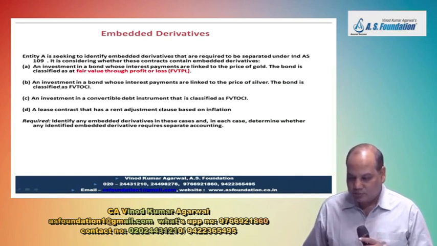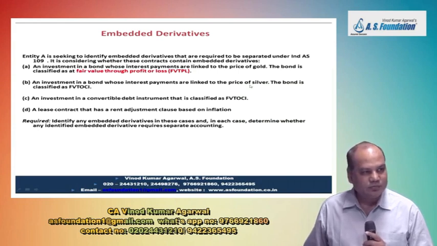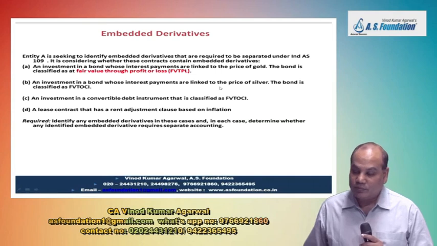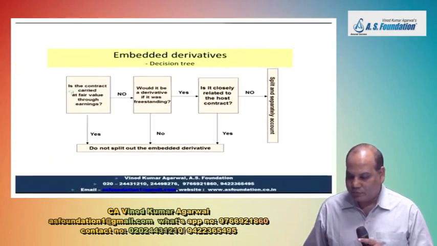Second question, an investment in a bond whose interest payments are linked to the price of silver. So they are not closely related. The bond is classified as FVT OCI.